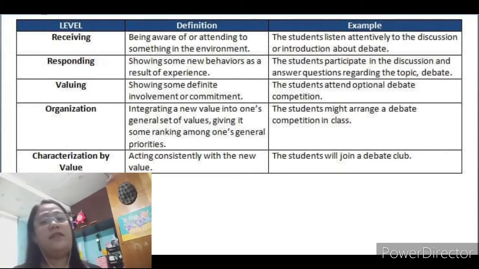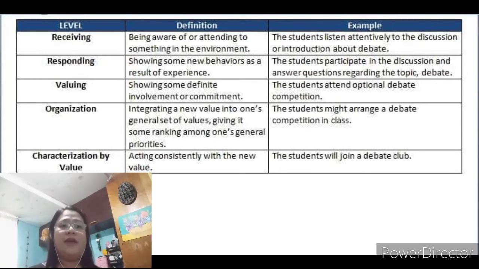Now for the first level, the receiving level, but first I have to tell you that this example is for teaching the subject public speaking, specifically the topic about debate. Now for level 1, which is receiving, the students will listen attentively to the discussion or the introduction about debate. And for the next level, which is the responding level, the students will participate in the discussion and answer questions regarding the topic about debate.